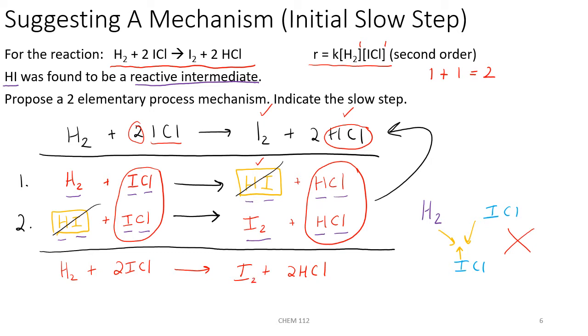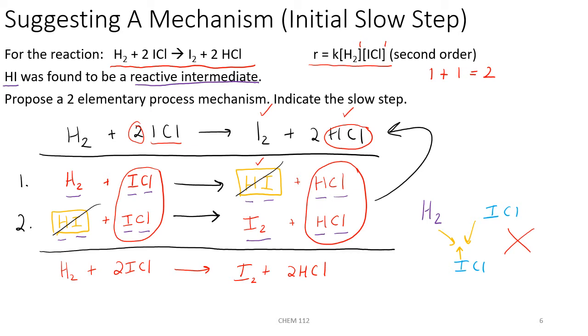So these two steps are plausible to be our actual steps that this reaction could occur over. These are our two elementary processes. The overall that we wrote would be the reaction mechanism. So two steps in this mechanism.